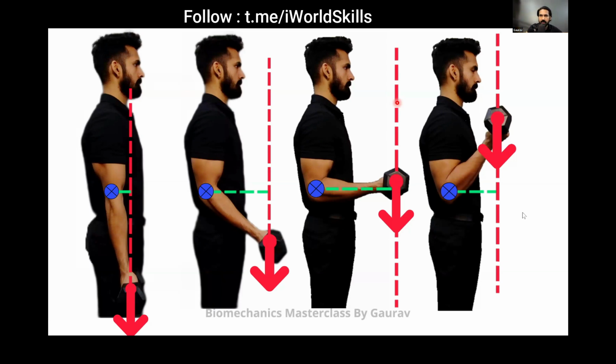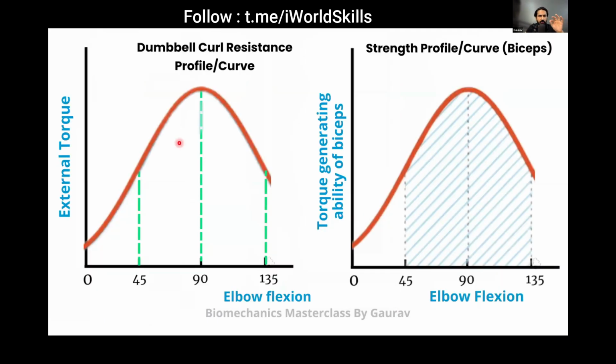I'm so glad we all agree that is exactly what we are going to do. Look at this graph on your left-hand side. This is your dumbbell curl resistance profile or resistance curve. This y-axis represents your external torque or your resistance. This x-axis represents your angle of elbow flexion. At 0 degrees of elbow flexion, the resistance is the minimum. Why? Because the external moment arm is the shortest.